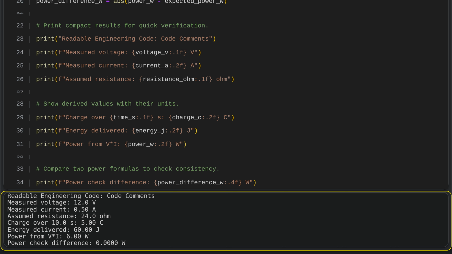This script uses basic electrical relationships to calculate key quantities from voltage, current, resistance, and time. It finds charge from current over time, energy from voltage and charge, and power in 2 ways, from voltage times current and from voltage with resistance using Ohm's law. It then prints the measured values and calculated results, including the difference between the 2 power values, to check that they are consistent.